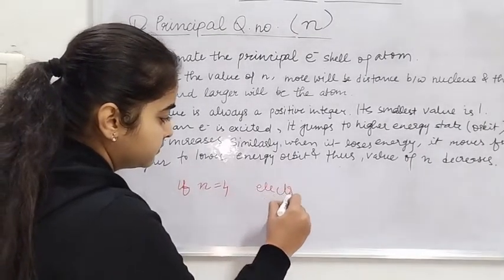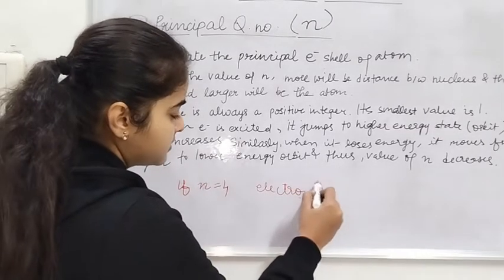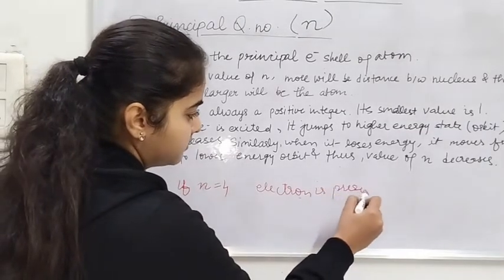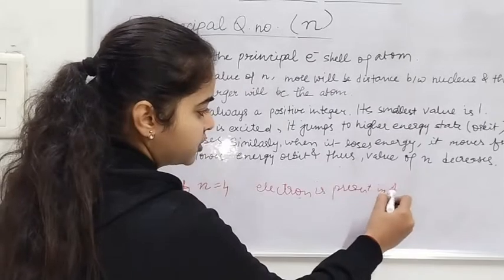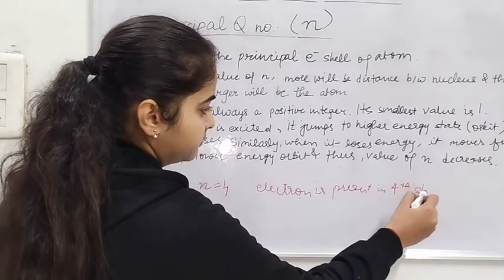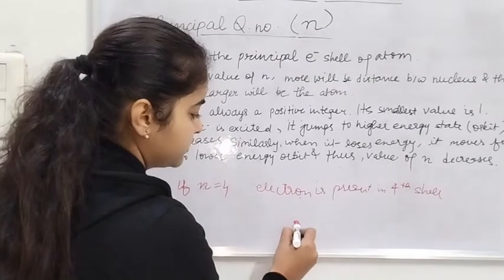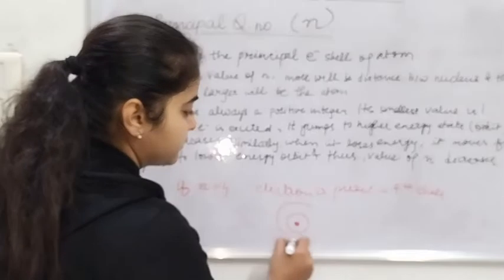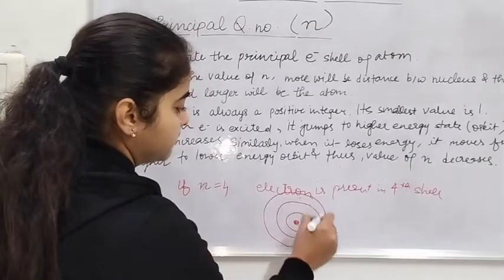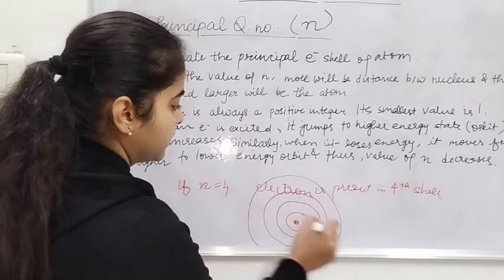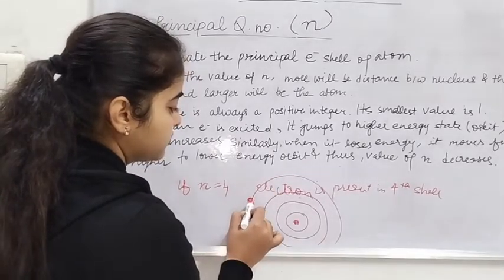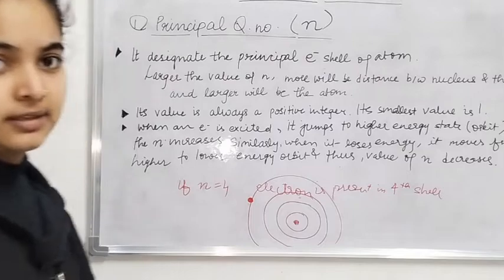the electron is present in the 4th shell. This is the nucleus, these are the shells. So this is the 4th shell. So the electron is present in the 4th shell.